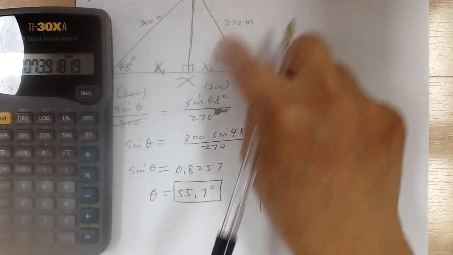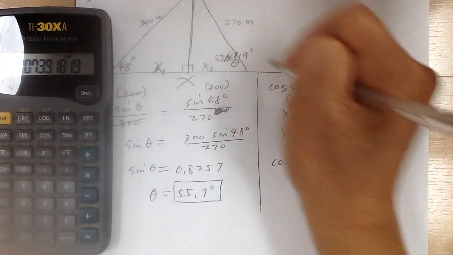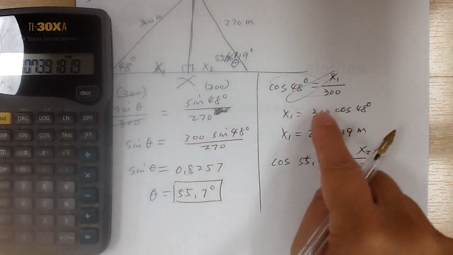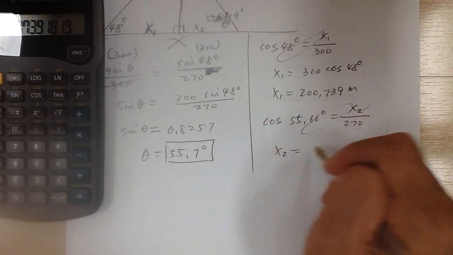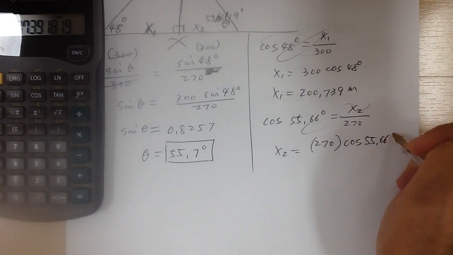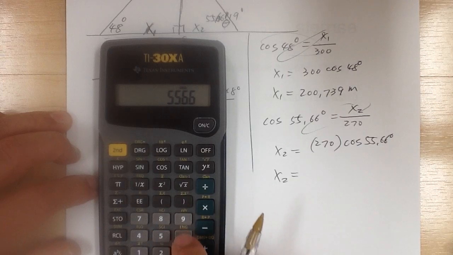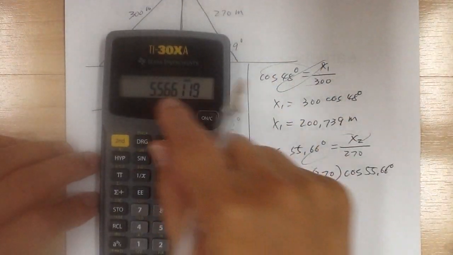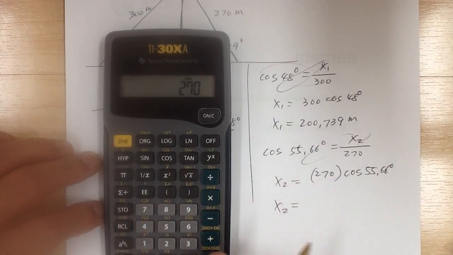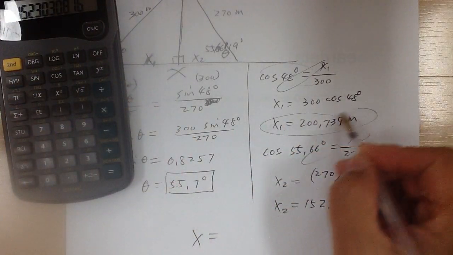Okay, then do the x2. So again, cosine of 55.66 degrees equals x2 over 270. Again, right triangle, so you can use sine, cosine, tangent. So cross multiply, x2 equals 270 times cosine of 55.66 degrees. So enter your calculator. I got 55.66119. I preserve the number over here, so I want to enter extra digits to be more accurate. So cosine of that times 270 equals 152.303.